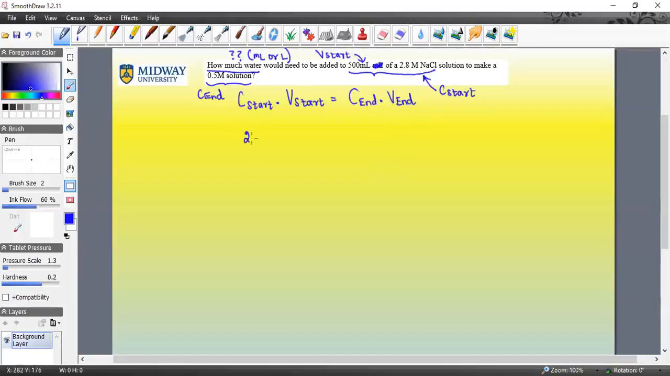So we know concentration at start is 2.8 molar times, at the start I have 500 mils. We have to find the total volume, not how much water we will add. This is just the total volume. So concentration at the end is 0.5 molar and volume at the end. The volume at the end corresponds to the total volume. I will also show this pictorially once I finish with the problem. So basically, you're trying to find V end. That would be 2.8 times 500 divided by 0.5. So V end is the total volume.